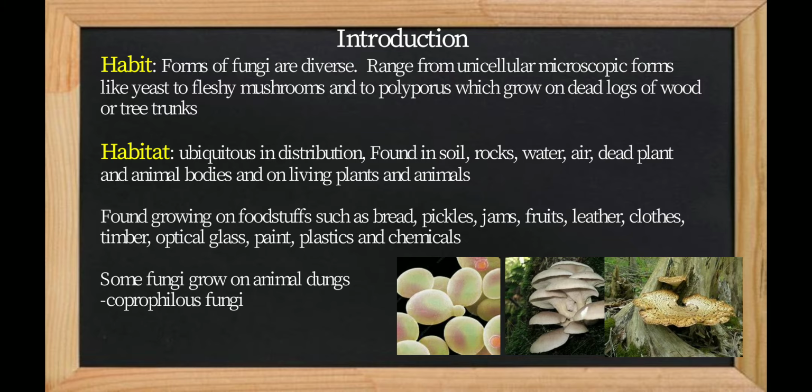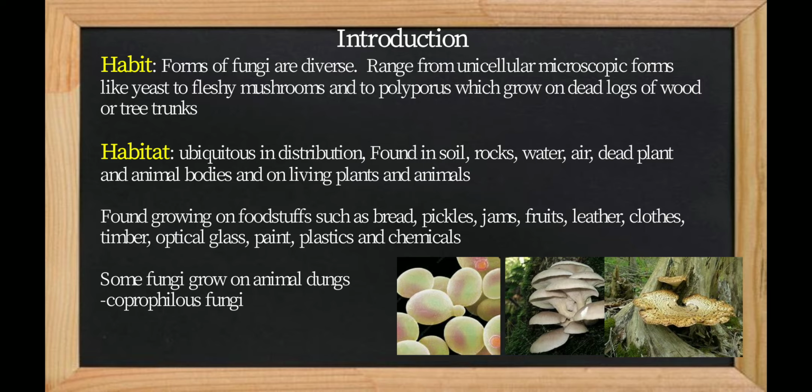Coming to the habit and habitat of fungi. The forms or habit of fungi are diverse. They range from unicellular microscopic forms like yeasts to the macroscopic fleshy mushrooms and also the polypores, which are called bracket fungi, which grow as saprophytes on dead logs of wood and tree trunks.